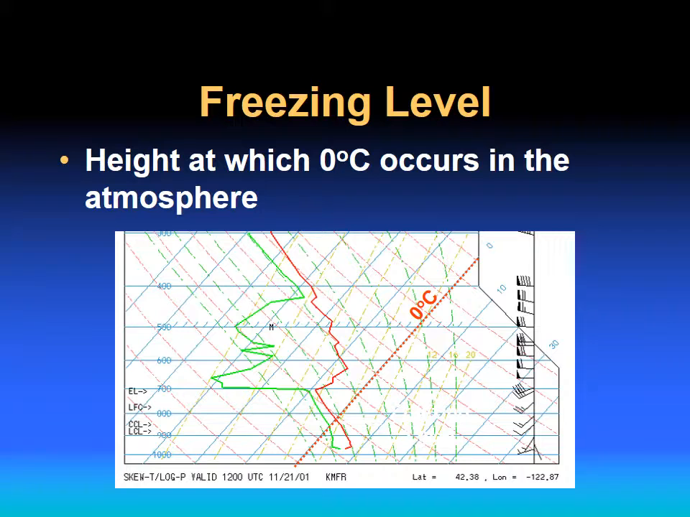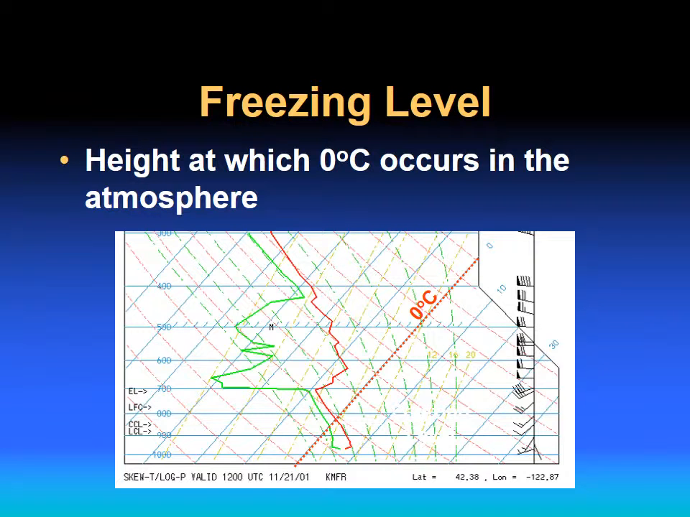Another thing that we can identify in the SkewT log P diagram is the freezing level. By definition, the freezing level is the height in the atmosphere where 0 degrees Celsius occurs, that is, 32 degrees Fahrenheit. If you know your altitudes for standard levels, you should know that 925 millibars is 2,400 feet MSL, 850 is 5,000, 700 millibars is 10,000, and finally, 500 millibars is 18,000 feet. That will help you identify the altitude of the freezing level.